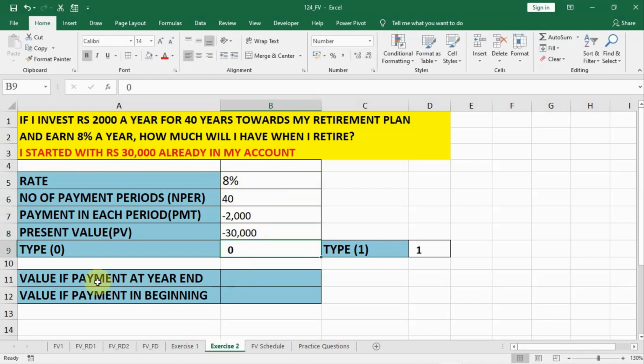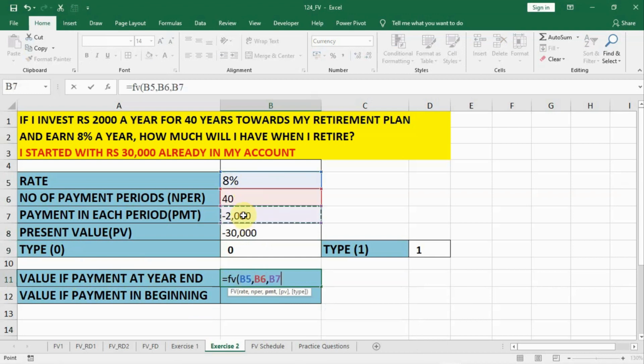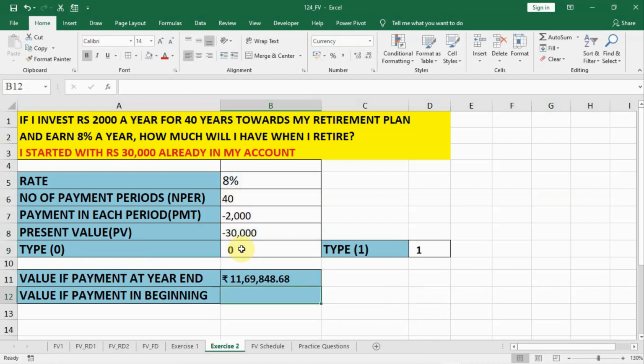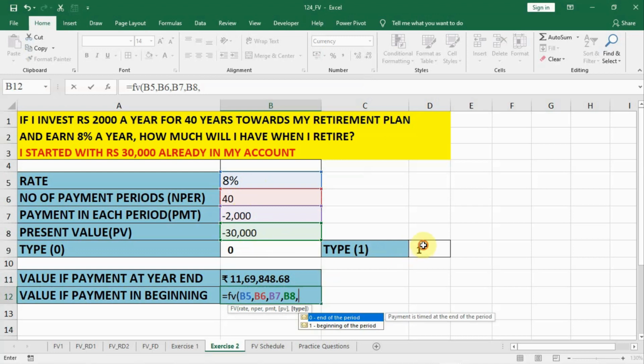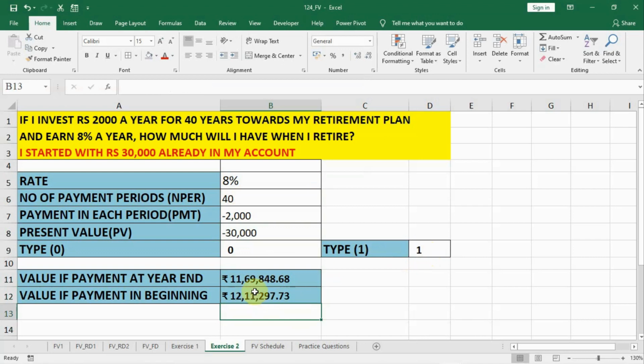Let us try to calculate the value if payment is at the year end. We'll write down equal to, and future value bracket open. We'll select our rate as 8%, comma number of periods is 40, comma 2000, comma 30,000, comma 0. Right, that is at the end, and press enter. This is our amount at the end. If the payment is at the beginning, we'll have it equal to, and we'll have future value and bracket open. After that our rate, comma 40, comma 2000, comma 30,000, comma, and this time we'll write down the beginning of the period, that is 1. We'll select 1 and press enter. You see, this amount is a little more than the previous amount.